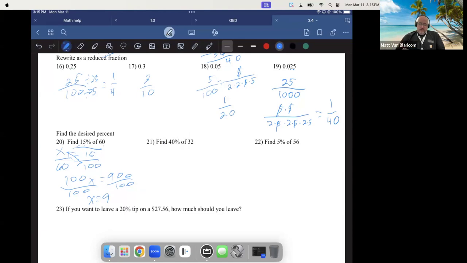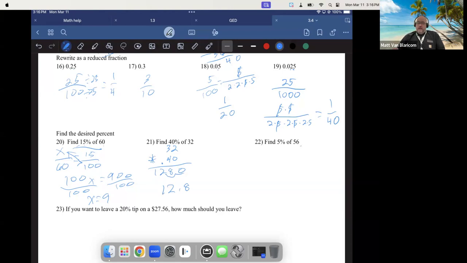See, either way I do it, I'm going to get to the right answer. It does not matter. Here I'm going to say 0.40 times 32. And with that, I get, well, here, put a 0. 4 times 2 is 8. 4 times 3 is 12. And we're going to move that over 2 decimal places. 1, 2. Oh, it wants to know the desired percent. I misread that. So here we have 12.8. That's 40% of 32. What about 5% of 56?